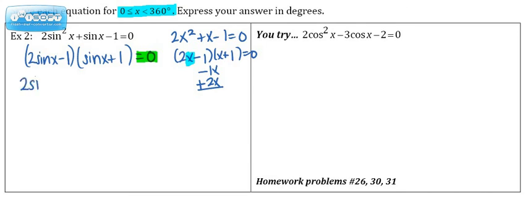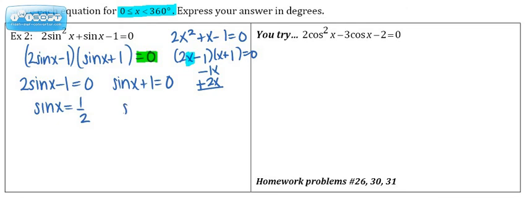We just need to set 2 sine of x minus 1 equals 0. Again, the zero product property allows me to break up the two binomials and set each equal to 0. So I'm going to isolate sine of x, and I'm left with these two equations. Now each one we're going to treat separately.